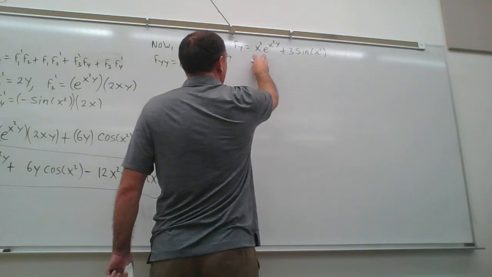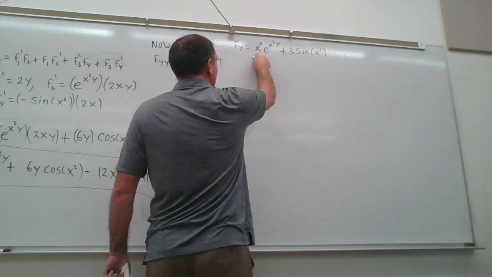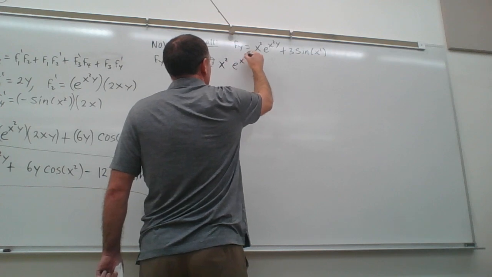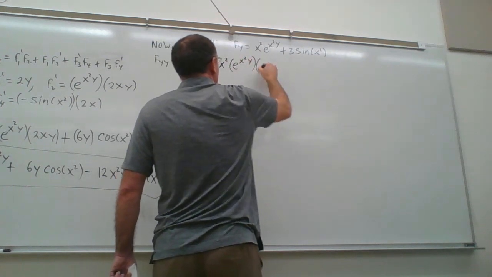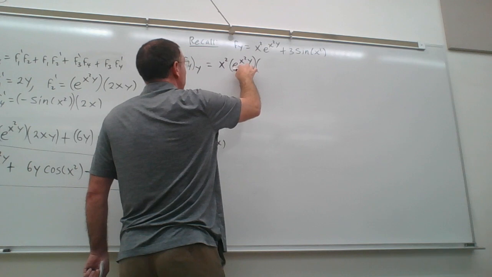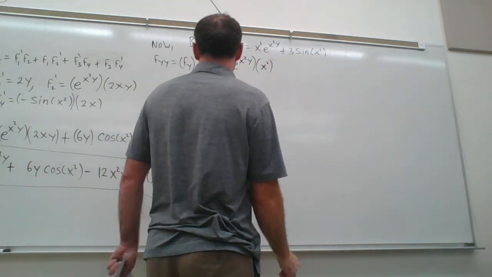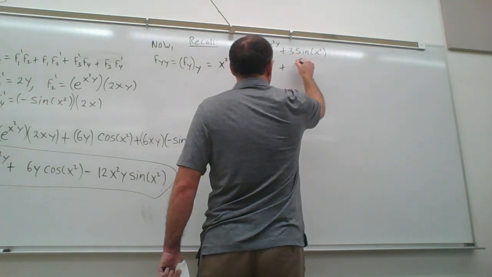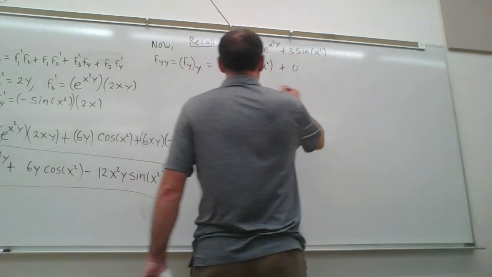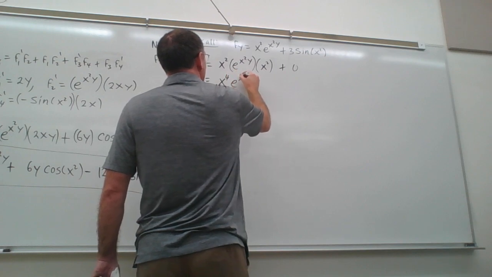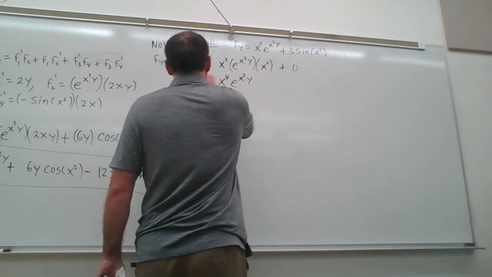So the first guy does not require a product rule because x is a constant here. It's going to be x squared e to the x squared y times derivative of x squared y with respect to y, which would be x squared. And then the other one would be just 0. So this ends up being then just x to the 4th e to the x squared y. That's my f double y.